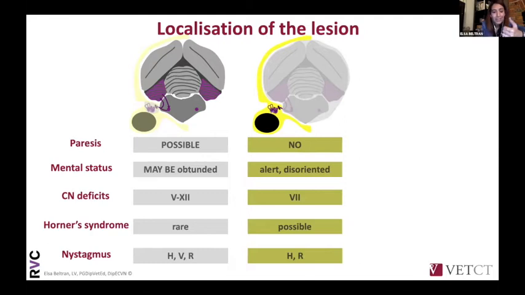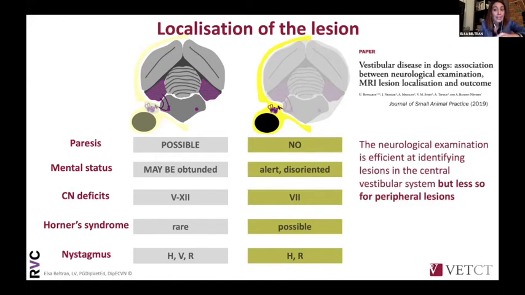Look at mental status, paresis, or other cranial nerves. That is what is going to help us differentiate if it's central or peripheral. And then one important thing is that if you don't see signs of central involvement, it doesn't mean that it cannot still be a central lesion, because it may be a lesion that is just affecting the vestibular nuclei. So neurological examination, and this is a recent paper from last year, can help to identify if there is a central lesion. But if you don't see signs of central, you cannot rule out a central involvement.